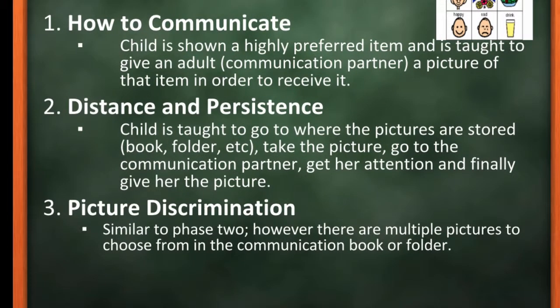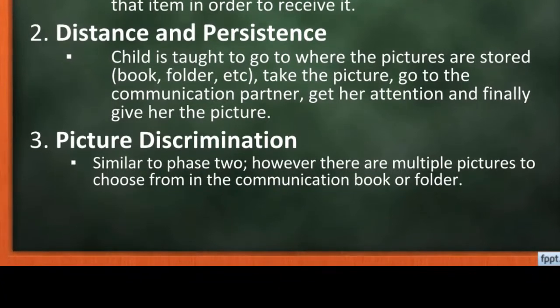Phase 2 is called Distance and Persistence. This phase focuses on increasing a student's independence. The student is taught to go to where the pictures are stored, book, folder, etc., take the picture, go to the communication partner, get their attention, and finally, give them the picture. Phase 3 is picture discrimination. This phase is similar to Phase 2. The difference is that the child has multiple pictures to choose from in the communication book or folder.